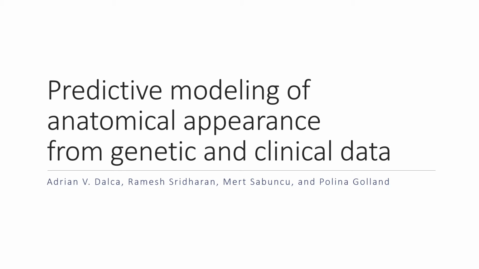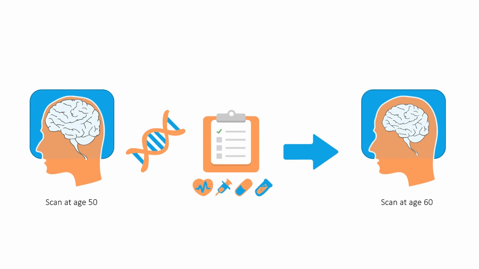In this work, we want to use genetic and clinical data to help predict entire anatomical brain MRIs. In particular, we assume that we have a single or baseline MRI scan from a subject, say at 50 years old, and we want to use this patient's genetic and clinical information to predict their MRI scan at, say, 60 years old. We'll first talk about a simplified problem of predicting a single scalar number, or phenotype, and after I'll show how to predict an entire MRI follow-up scan.